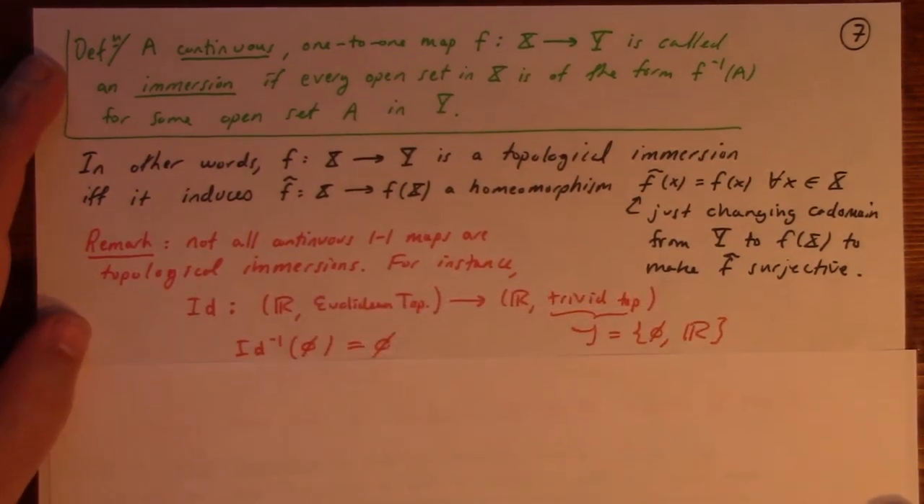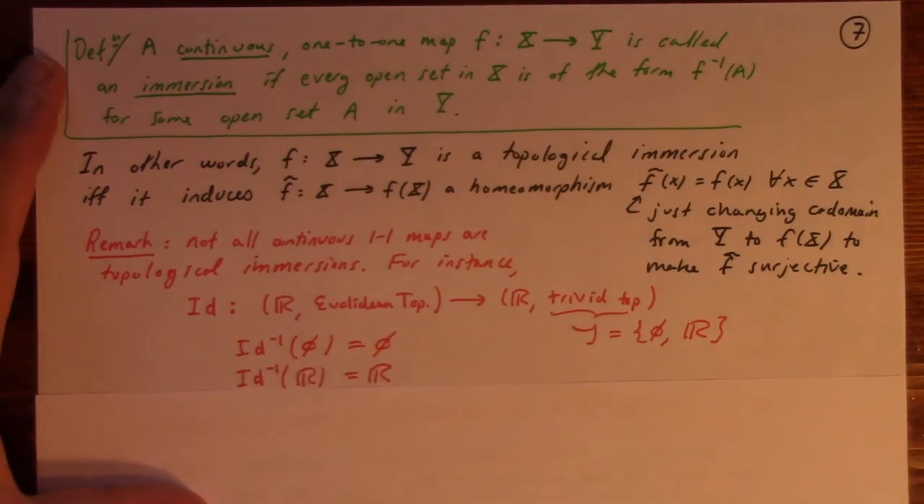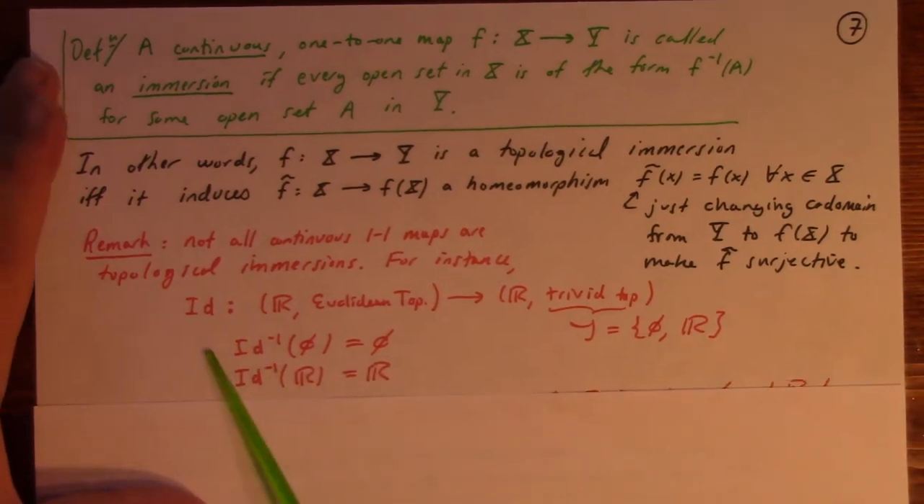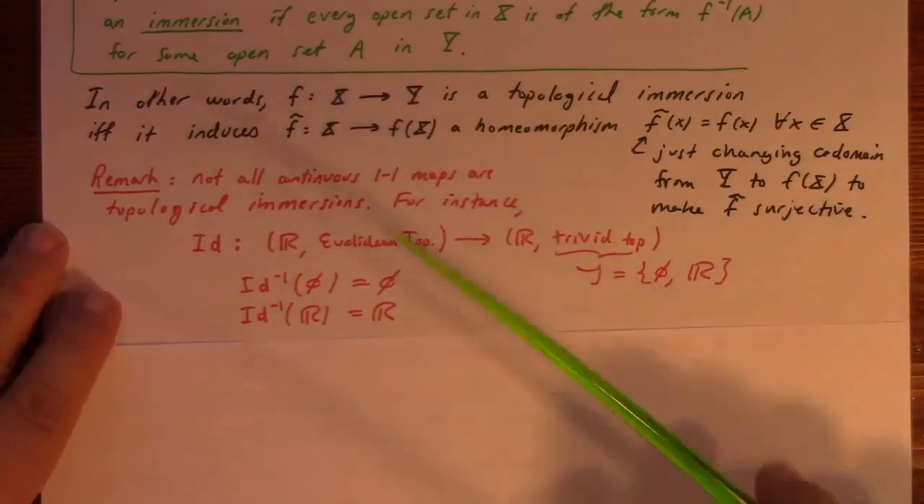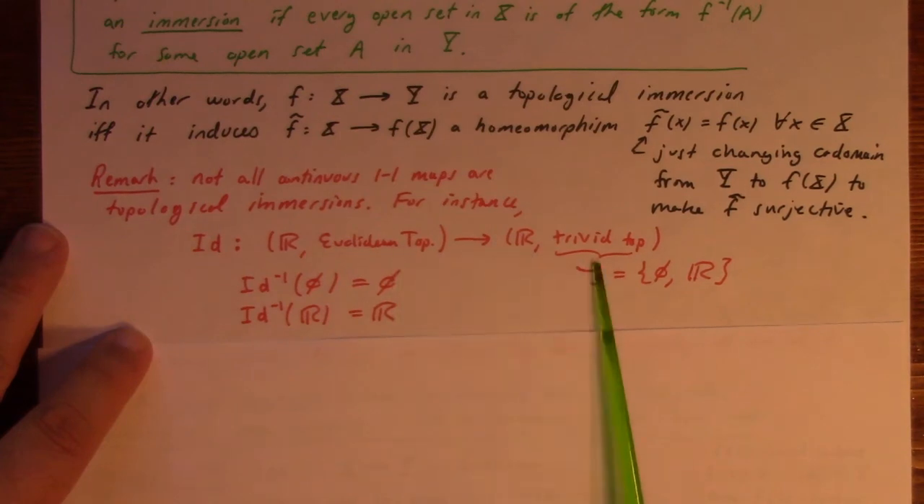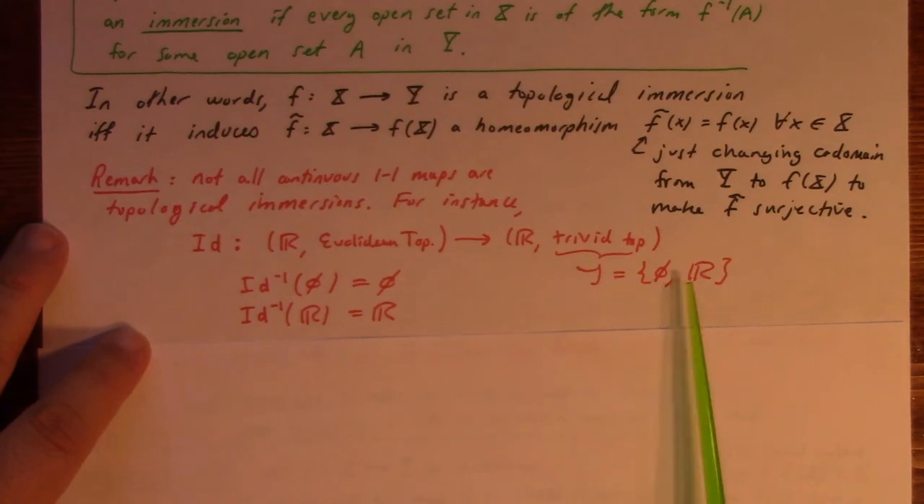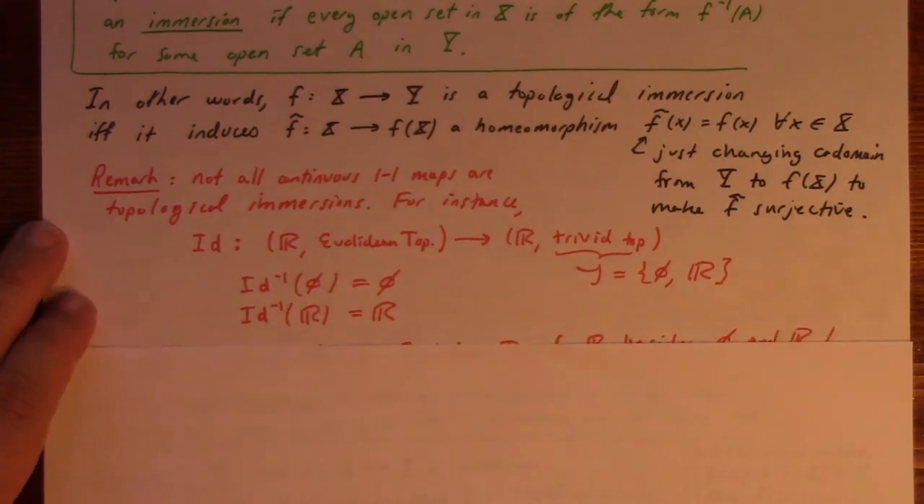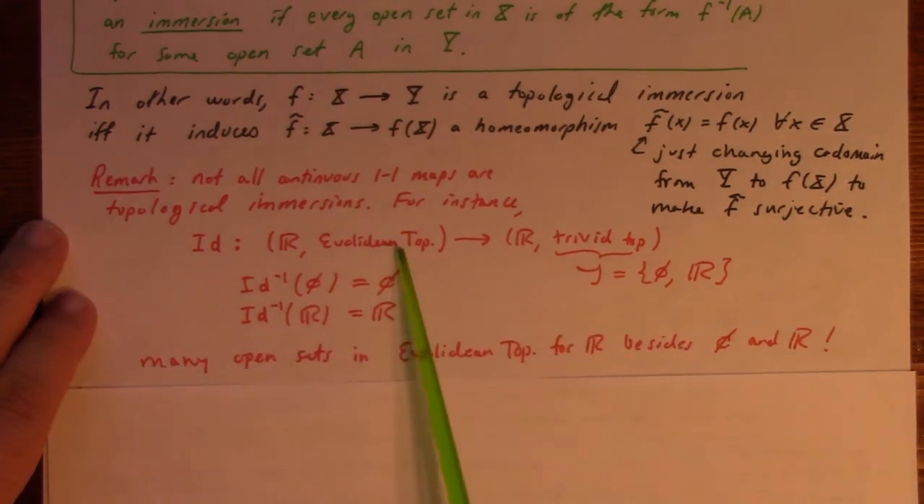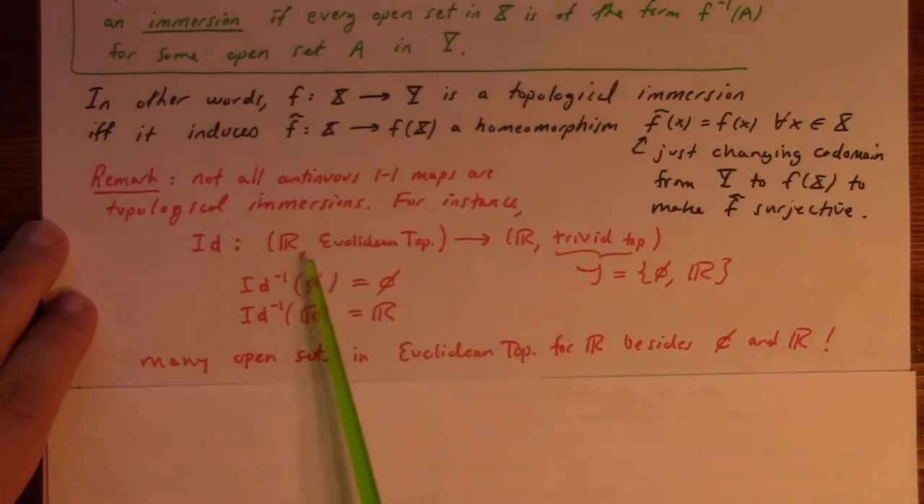So, good remark to make: not all continuous one-to-one maps are topological immersions. Here's a good example of one that doesn't work. You look at the identity map from the reals with Euclidean topology to the reals with the trivial topology. The trivial topology just has open sets: the empty set and the whole real line. Well, the inverse image of the empty set is empty. The inverse image of the real line is the whole real line under the identity map. And there are many open sets in the Euclidean topology for R besides just the empty set and the reals. So clearly the identity map here is not a topological immersion.